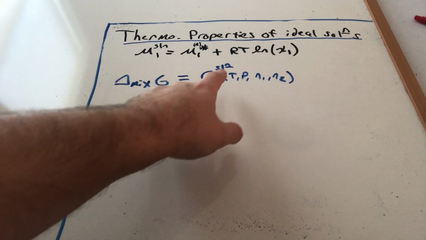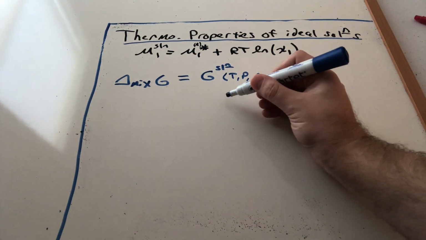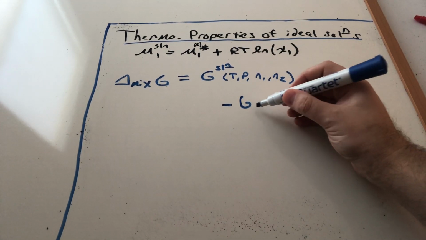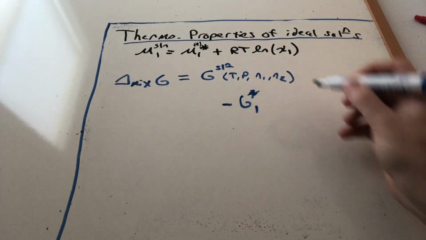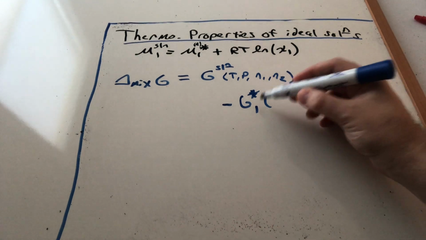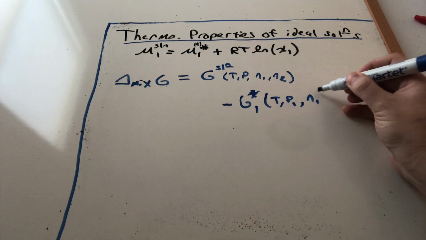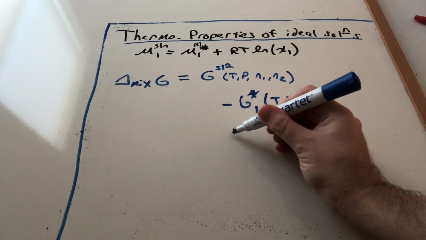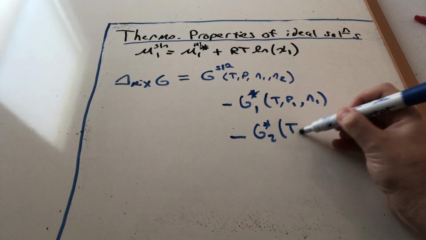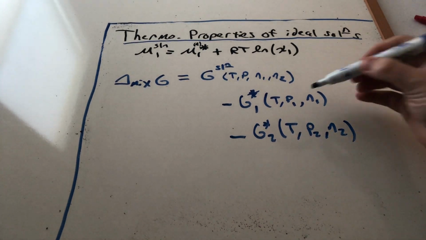Remember, deltas are changes, so we made a solution that was like our final state. And what were the initial states? The initial states were the pure species. So I'm going to subtract G1, and I'm going to even put a star here. So I had pure 1, it went into the solution. G1 star is a function of T, P1, and N1, all right? I also had pure 2 to start with. That's a function of T, P2, and N2, okay?